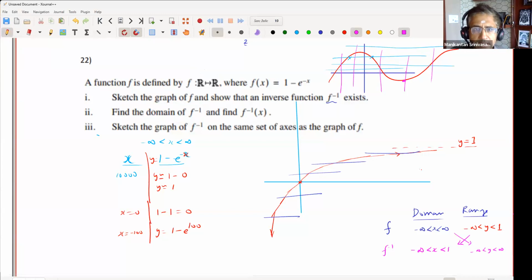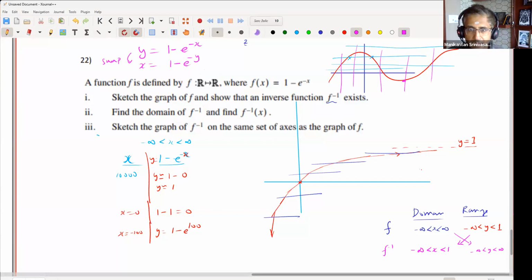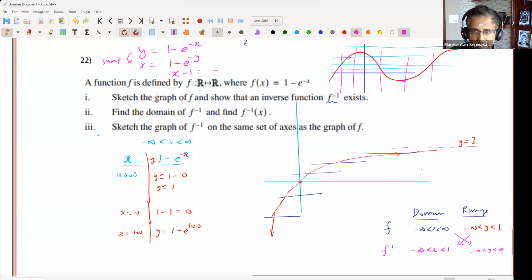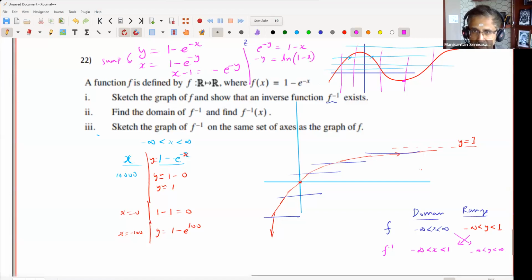Okay, so let's find the inverse. So y equal to 1 minus e power minus x. We'll first swap x and y to find the inverse, right? This is just a swapping step to find the inverse. And then how do I solve for y in terms of x? x minus 1 equal to minus e power minus y. I'll continue here. So e power minus y is 1 minus x. Now we can take ln on both sides. ln of 1 minus x is minus y. Therefore, y is minus ln of 1 minus x.